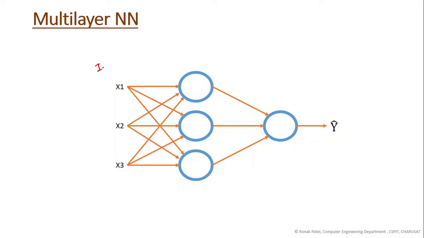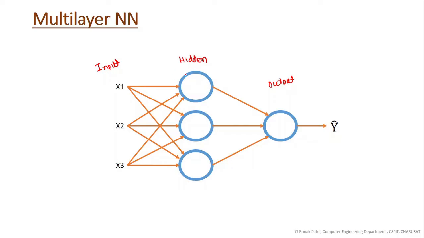So what is the name of each layer? So this is your input layer, right? This is your output layer, and whatever you have in between, that is your hidden layer. That is your hidden layer, right?